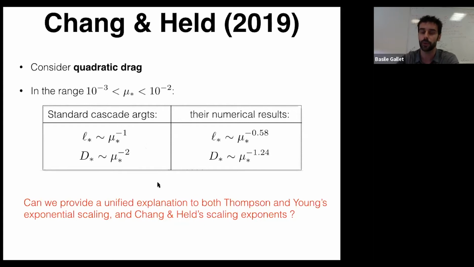And so we're wondering, well, can we provide a unified explanation to both the exponential scaling in Thompson and Young and the power law behavior in Cheng and Held for quadratic drag?